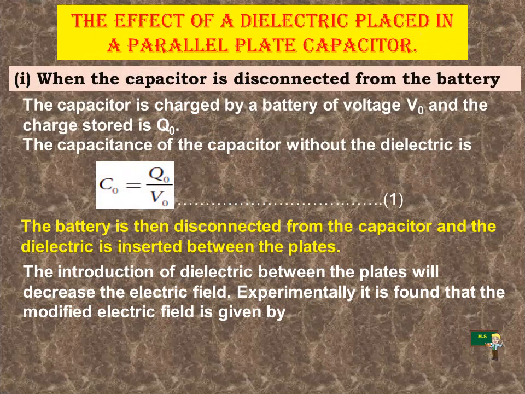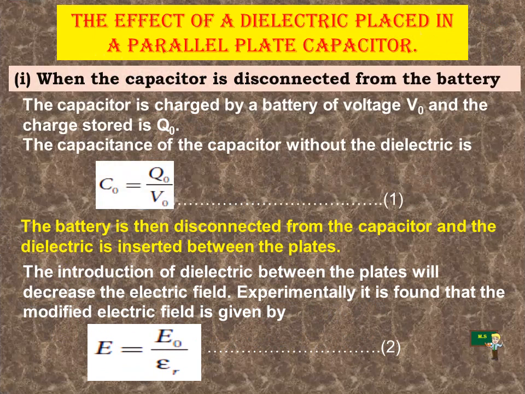The battery is then disconnected from the capacitor and the dielectric is inserted between the plates. As you know, in the last class we saw a lot of things about dielectrics. The dielectric does not allow any charges to flow from left to right or right to left. The introduction of the dielectric between the plates will decrease the electric field, and experimentally it is found that the modified electric field is given by E is equal to E0 divided by epsilon R.